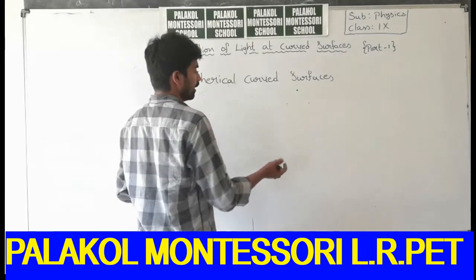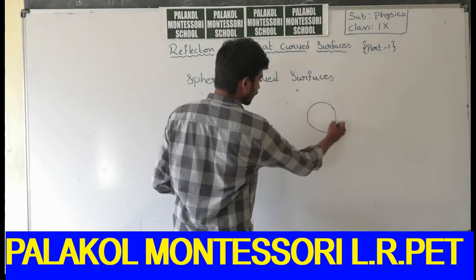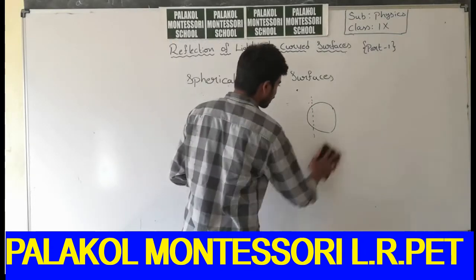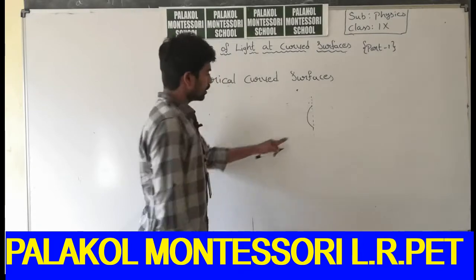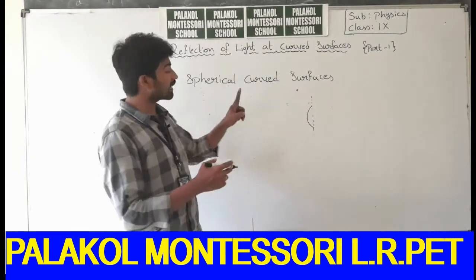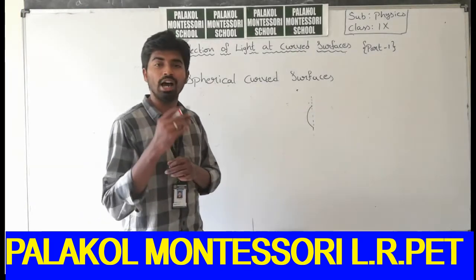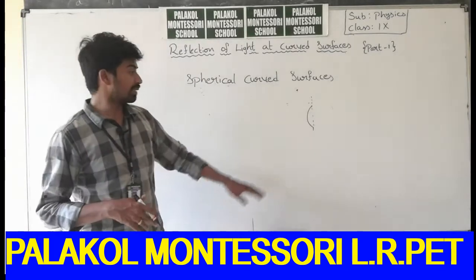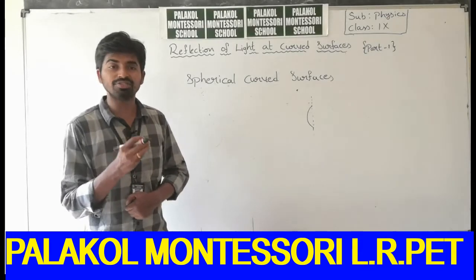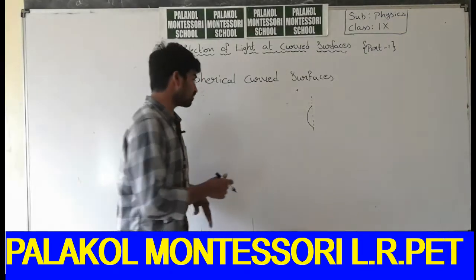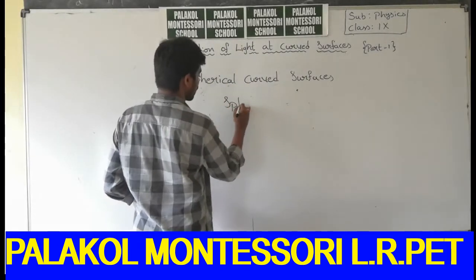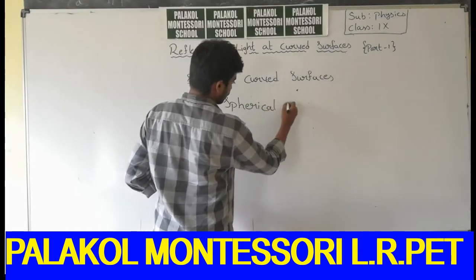For example, consider a rubber ball. Cut this ball like this. If you cut this ball like this, you will get a piece. So you can call this a spherical curve. What is meant by a spherical curve? A spherical curve is a part of a sphere. So the mirrors which are in the shape of spherical curves are called spherical mirrors.